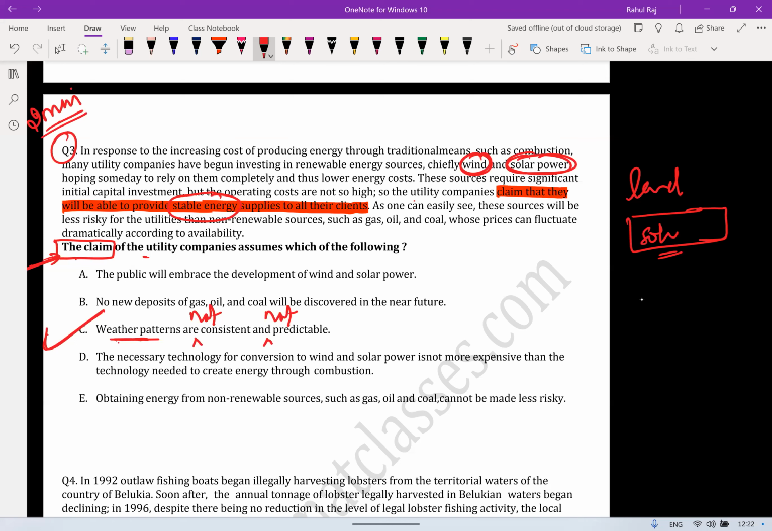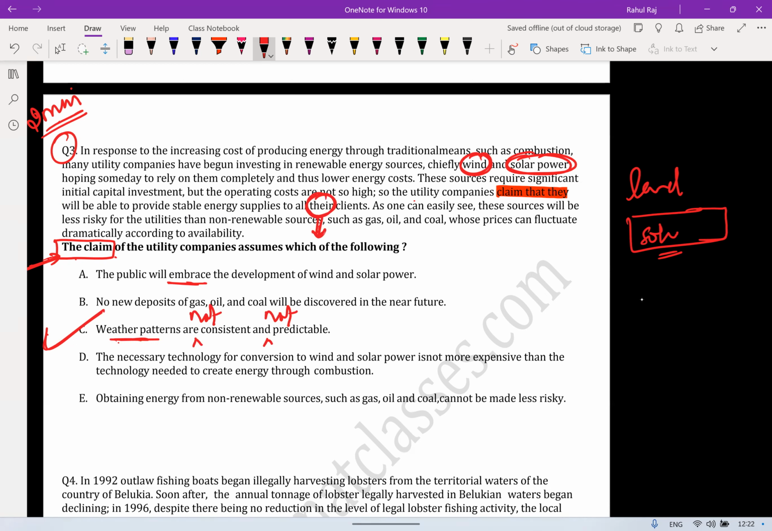Now let's understand with the wordings why others are wrong. The claim of the utility company assumes which of the following? A says the public will embrace the development of wind and solar power. What is the claim? That they'll be able to provide a stable source of energy to all their clients. Look into the wordings very properly.